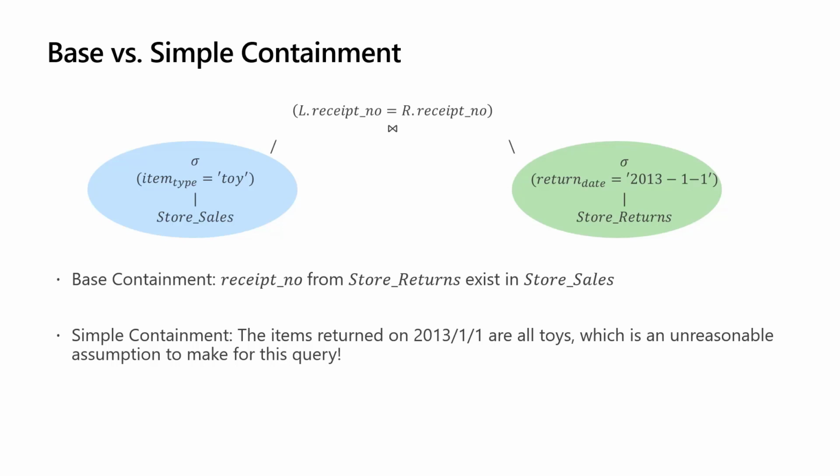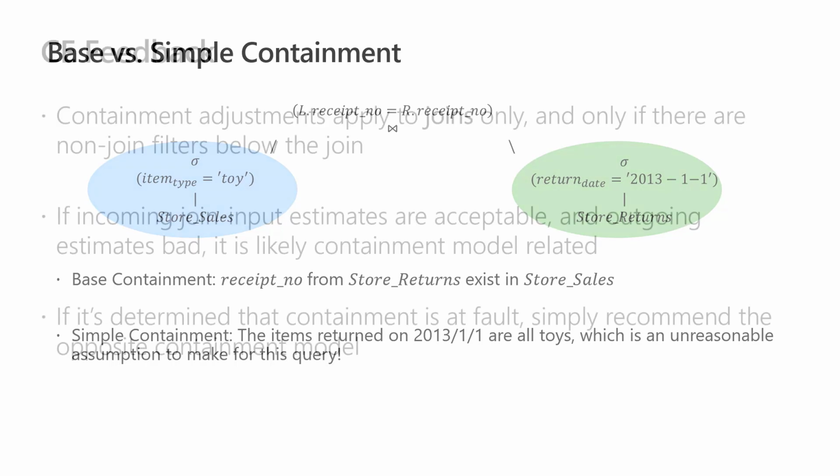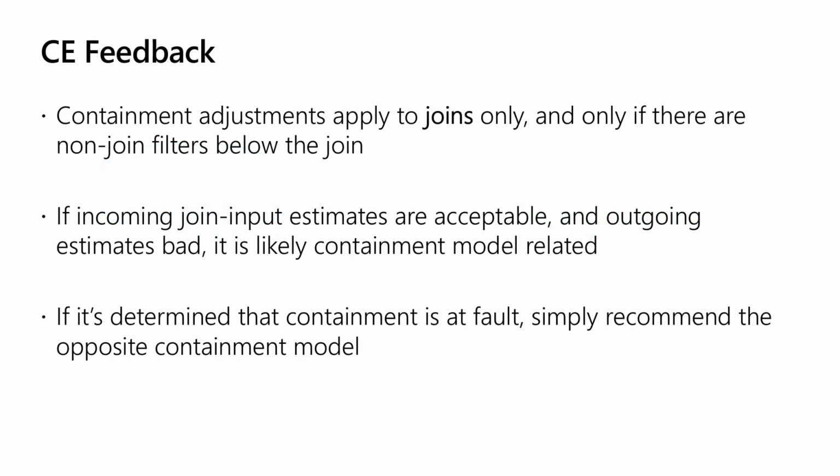It assumes that everything returned on January 1st, 2013 was a toy. But we all can think of examples when the filters used in a join relationship actually do create a containment relationship once the join occurs. Users know their data and know what they're doing, and sometimes that does occur.